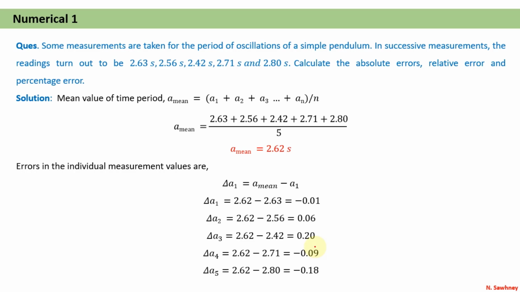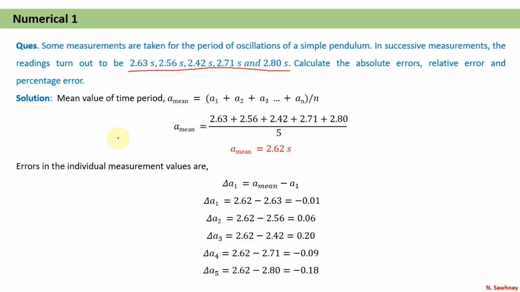Now let us practice a numerical. Some measurements are taken for the period of oscillations of a simple pendulum. In successive measurements, the readings turn out to be these. Calculate the absolute error, relative error and percentage error. In order to calculate these errors, we should first be aware of the true value or the mean value.